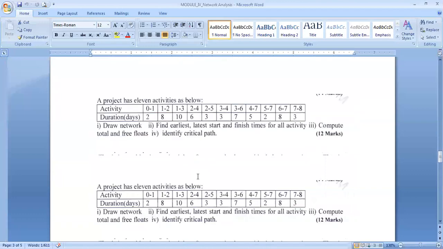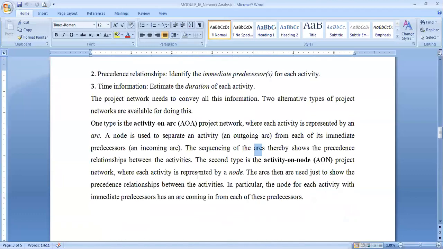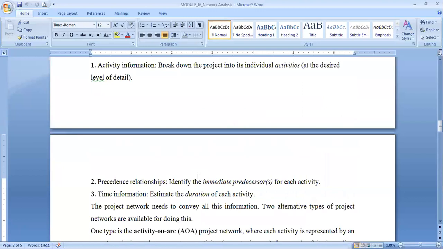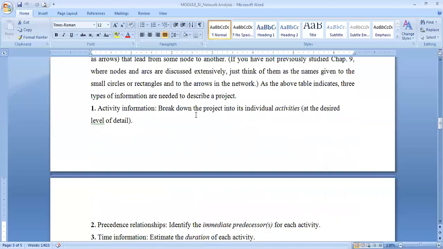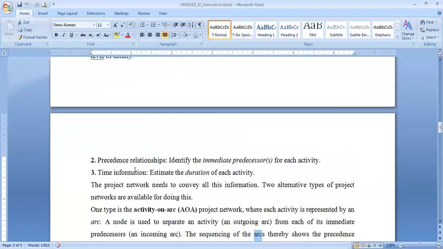Okay, so these are the basic things regarding network analysis, and we will continue with how to draw the network diagram, and how that network diagram shows all three kinds of information, that is activity information, precedence relationship, and time information. That we will see in the next session.